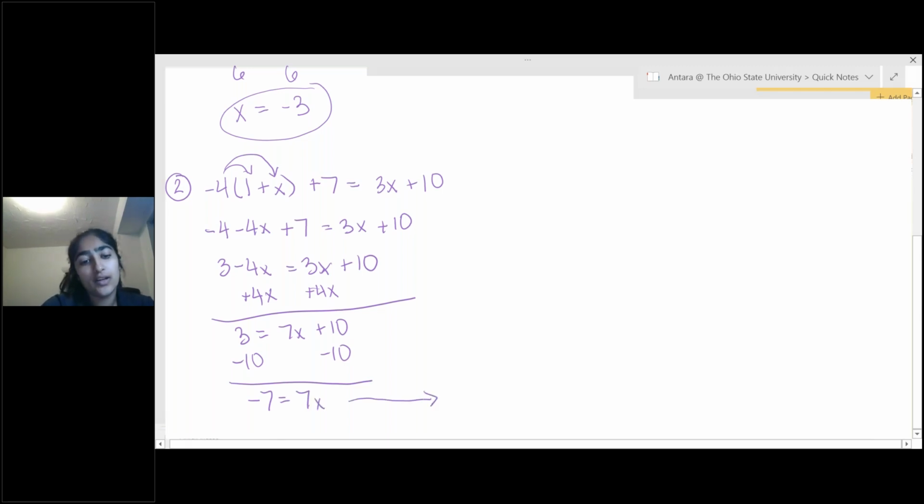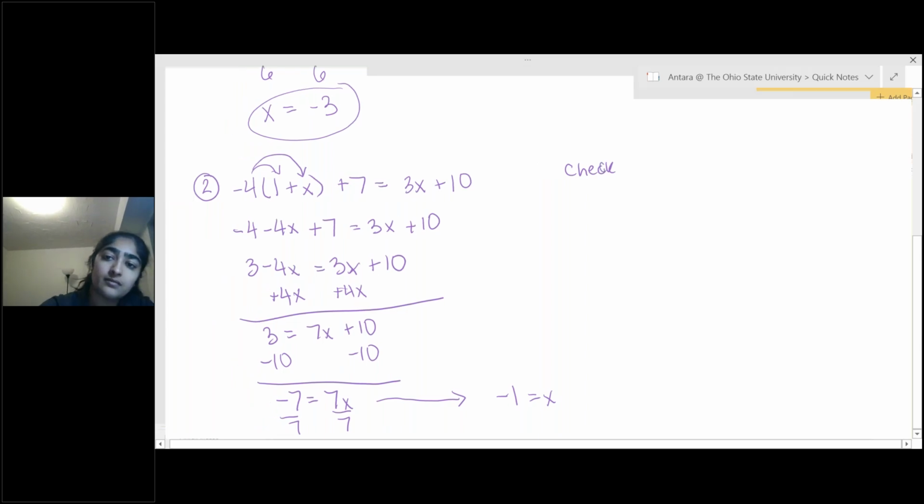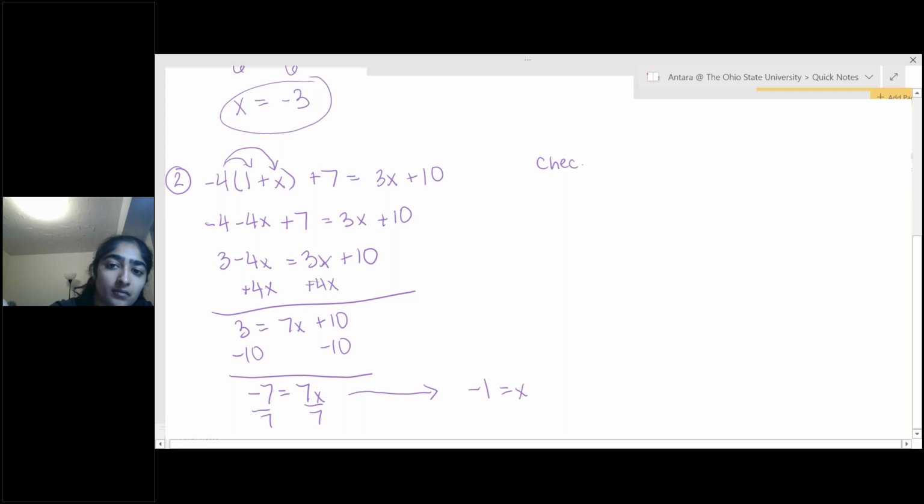And we need to isolate that variable, and we do that by doing the inverse operation of division. So we divide by 7 on both sides, and we get negative 1 equals x. And again, we can check our answer by plugging it in for x in the original equation.